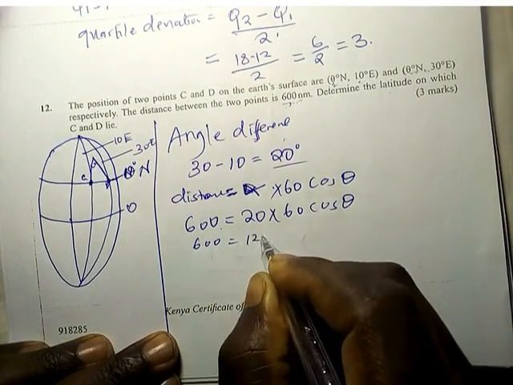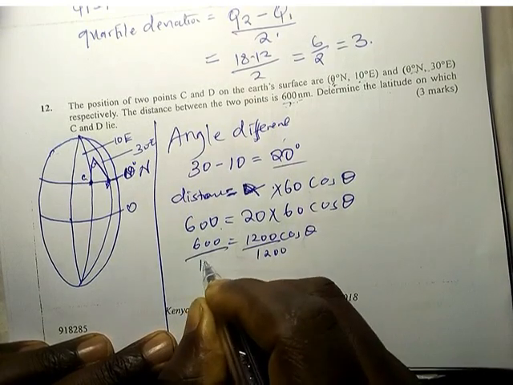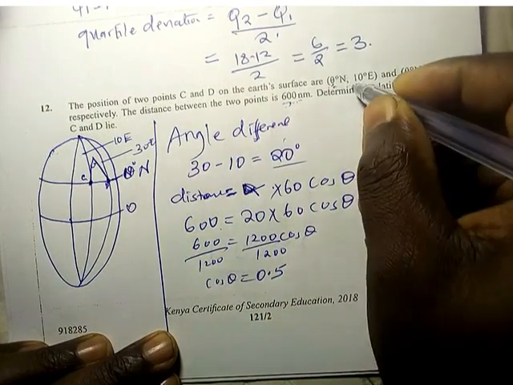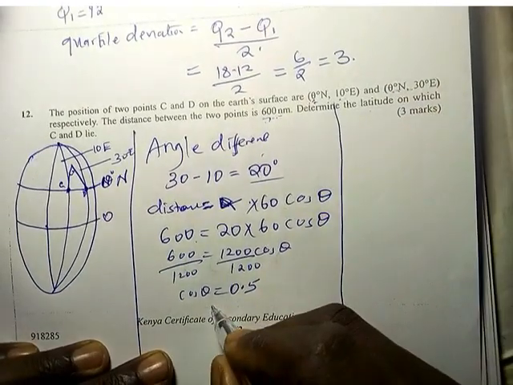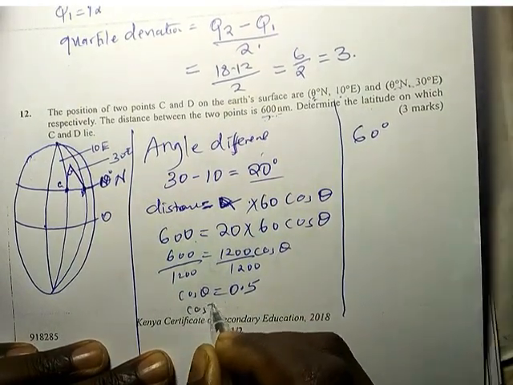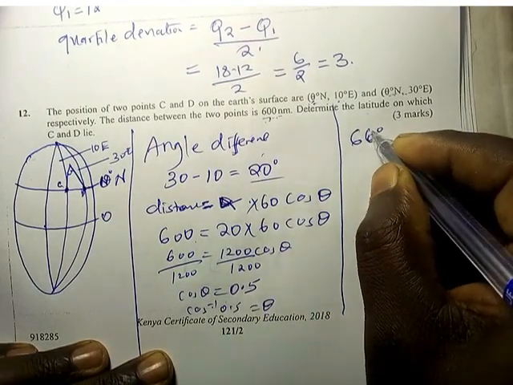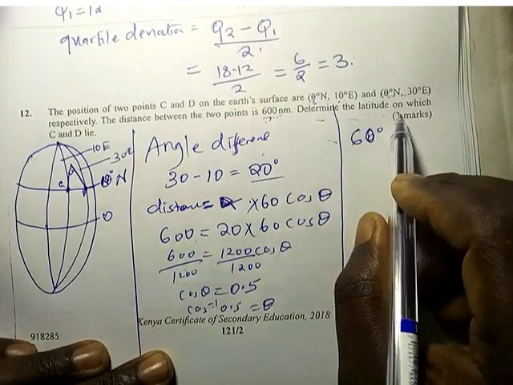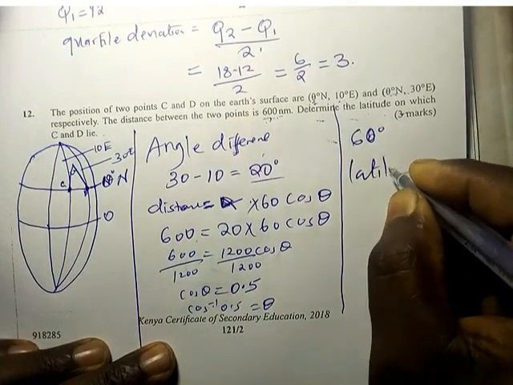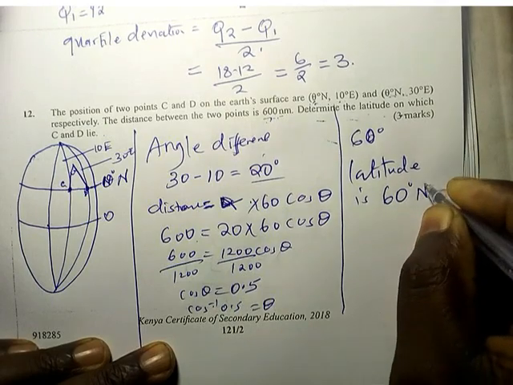600 is equal to 1200 cos theta. So divide by 1200. So cos theta is equal to 0.5. So theta is equal to inverse cos of 0.5, which is equal to 60 degrees. So the question is, determine the latitude on which C and D lie. So the latitude is 60 degrees north.